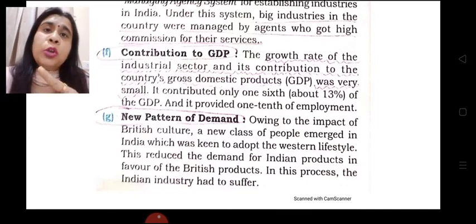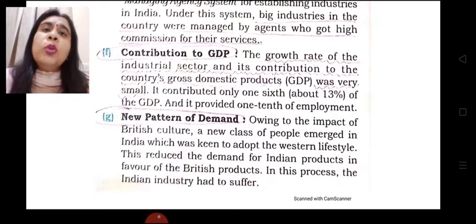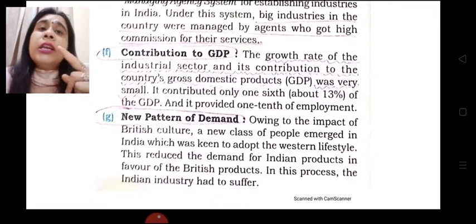In the previous module, we learned that the condition of agriculture was deplorable, and in this module, we learned the areas due to which the secondary sector was also not in proper condition.